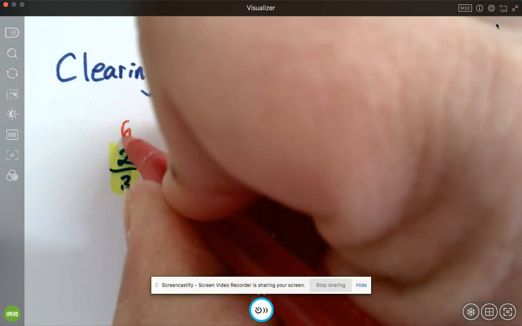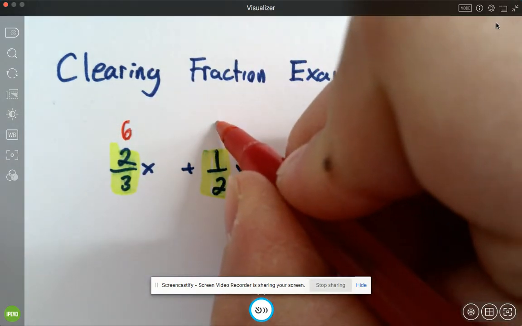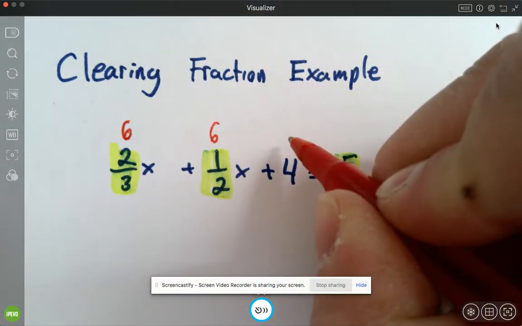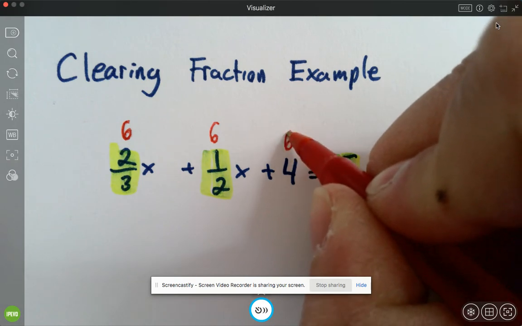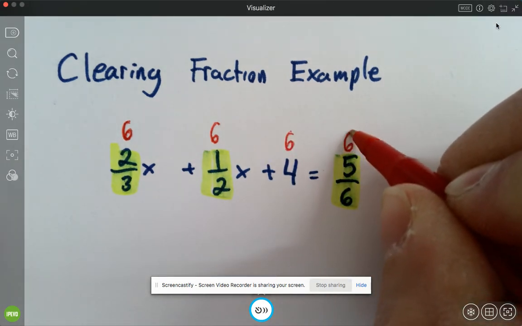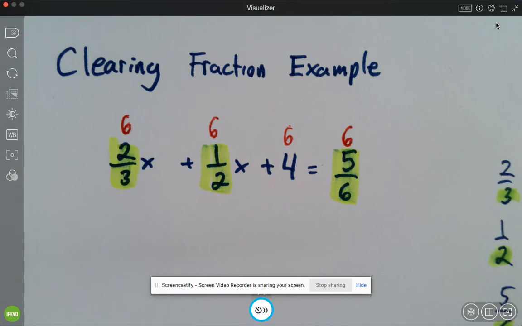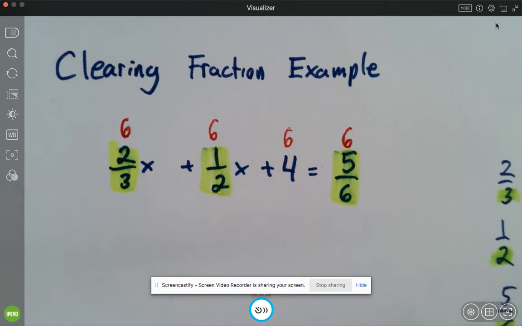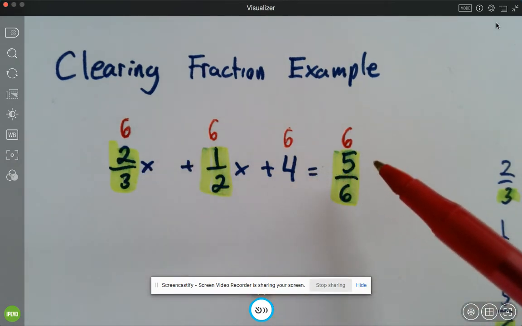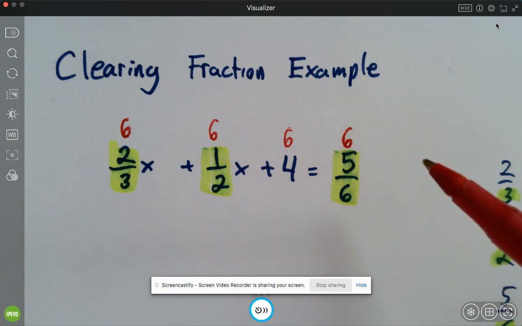Here's the method that Miss Cloutier in Math Lab showed us a couple of years ago, and ever since then I just realized that this seems to be the easiest. You put little sixes above all the terms in your equation because you don't want to forget any term at all in the equation. And basically you multiply by 6.